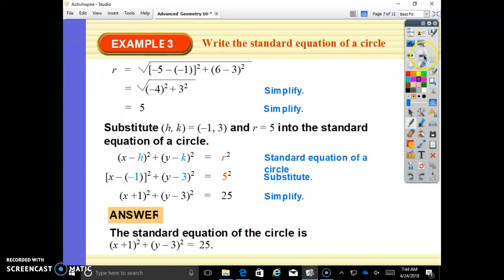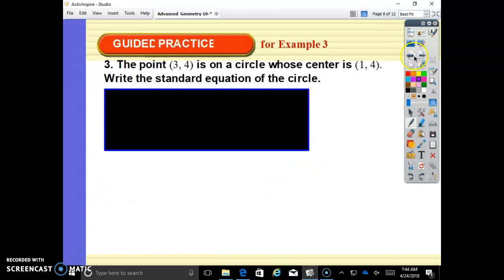And here's all that work. All right, so try this one. Pause the video and give it a try.